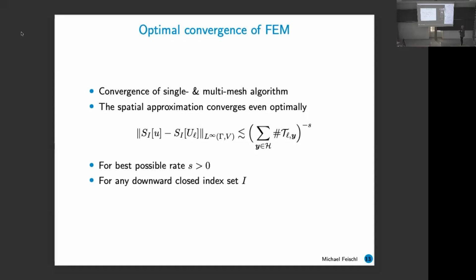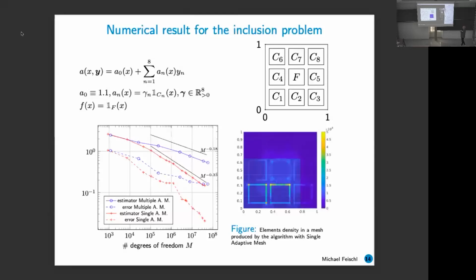Okay, and here is some numerical result. This is an inclusion problem. So you have those blocks here and they vary randomly. And then you try to approximate the solution. And here you see a mesh. The colors here are the density of the elements. So you see that the singularities along those blocks are resolved quite nicely.